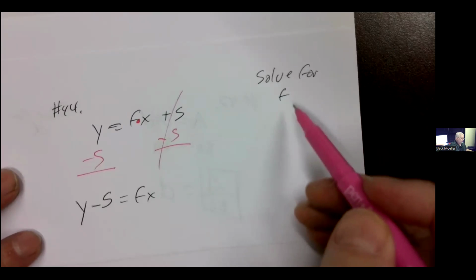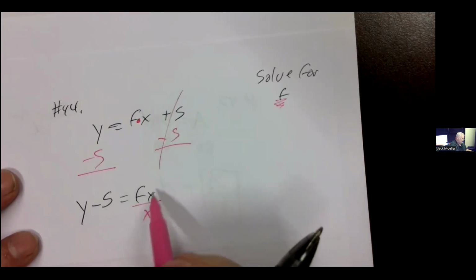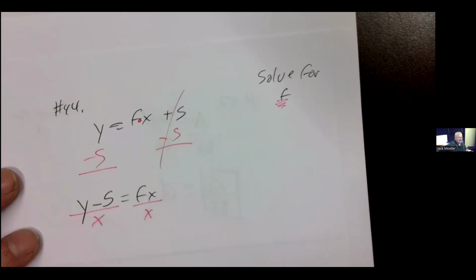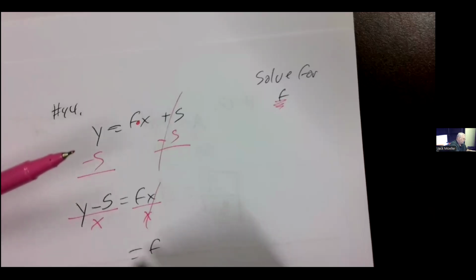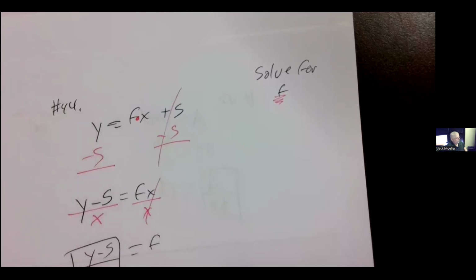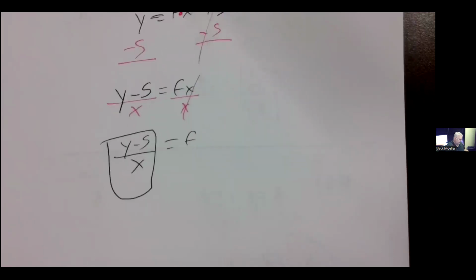And so now remember, we're trying to solve for f. So we need to divide both sides by x. So we divide that side by x and then divide the entire side by x. And then stop because now we have f equals. So again, as soon as you get that variable isolated, you're done. Okay. So similar idea for the last one.